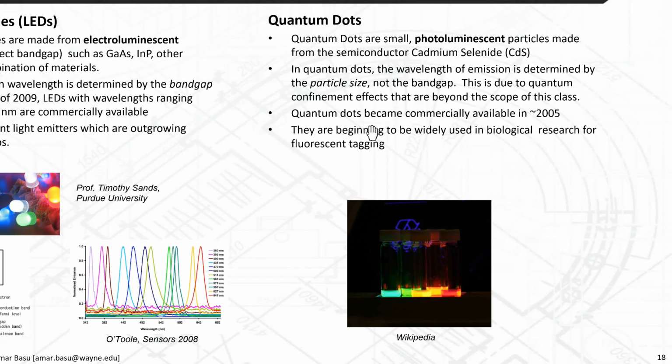But quantum dots are widely used in biological research and fluorescent tagging. You can see here that they get super bright. This is one of the reasons they were of great interest to people doing biology, because they were so bright, it made things very easy to see. But the issue was there's a toxicity issue with quantum dots, and that's one of the reasons they're not used so frequently anymore. Regular fluorophores are used instead.